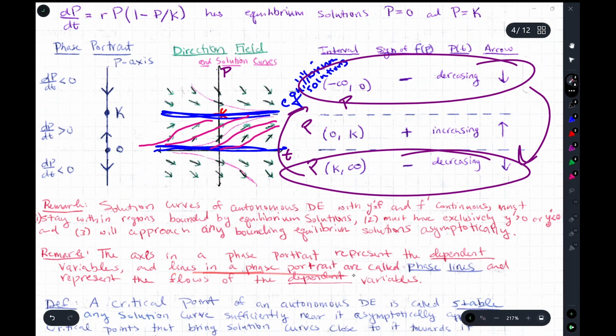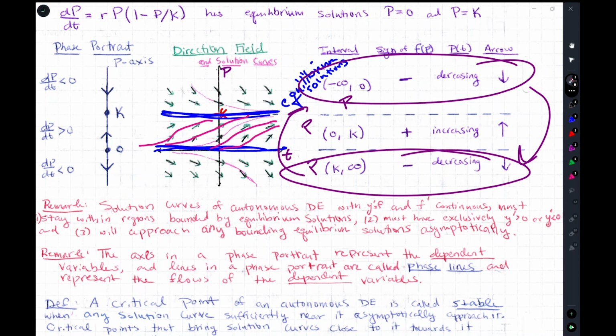On that line is the dependent variable, which here is p, and in general we call y. Lines in a phase portrait are called phase lines, and represent the flows of the dependent variables. Our phase lines are just these lines here, and over here the direction is down, over here the direction is up.